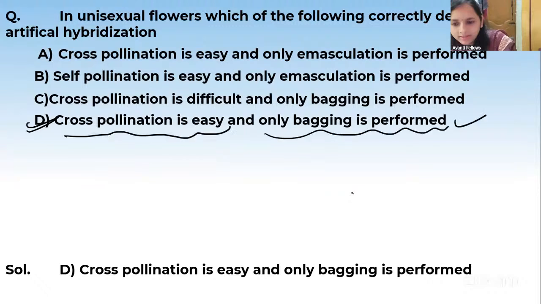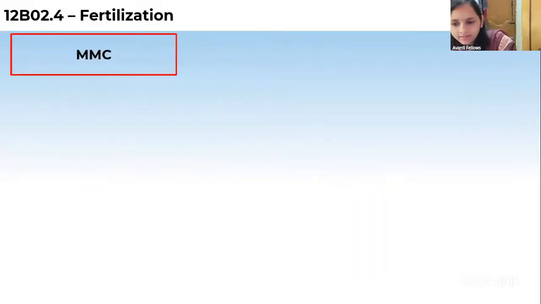Okay, fine. So let us talk about the double fertilization, guys. First, let us talk about the fertilization. Then we will understand what is double fertilization. Double fertilization is a characteristic feature of angiosperms.